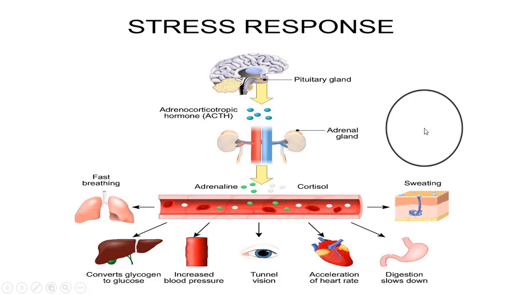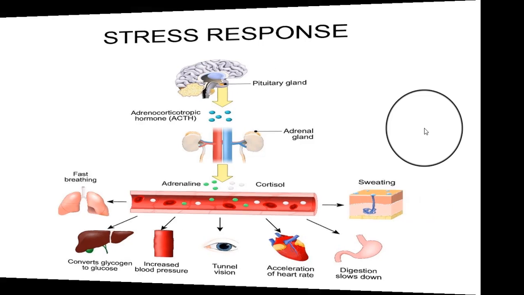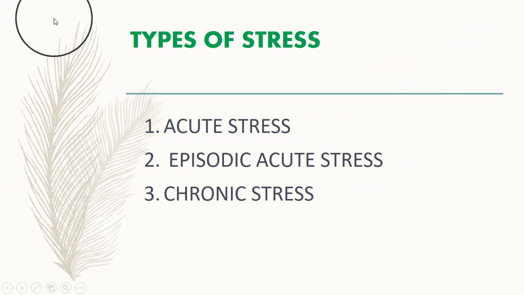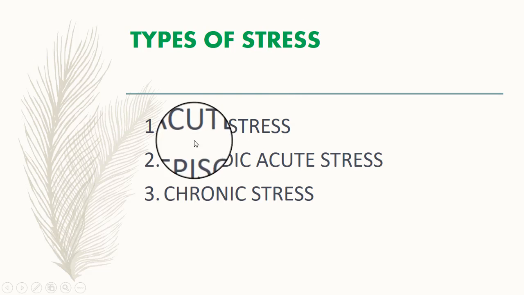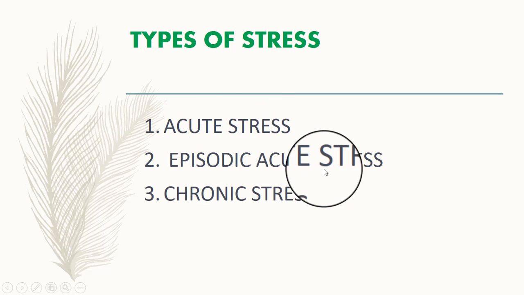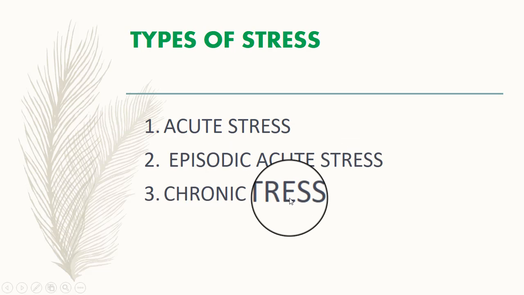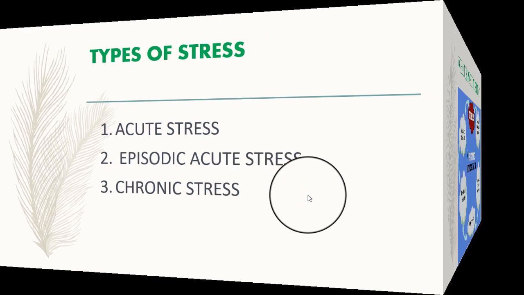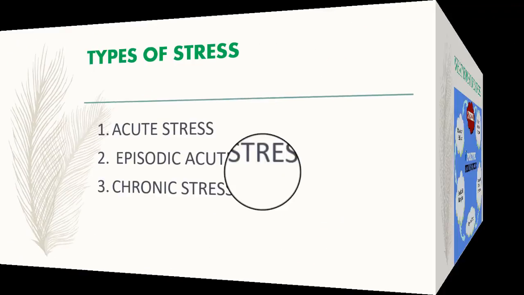Now next, what are the various types of stress? What are the various forms of stress? We will talk about them. So first is acute stress. Second, episodic. First of all, what is acute stress?